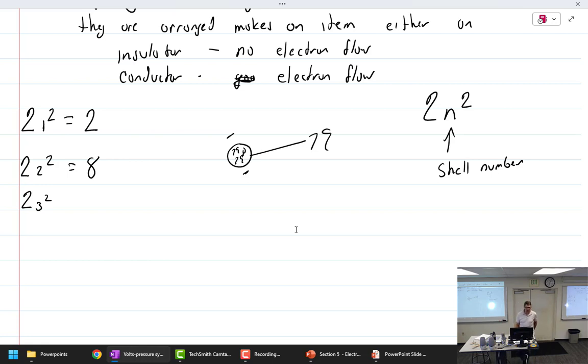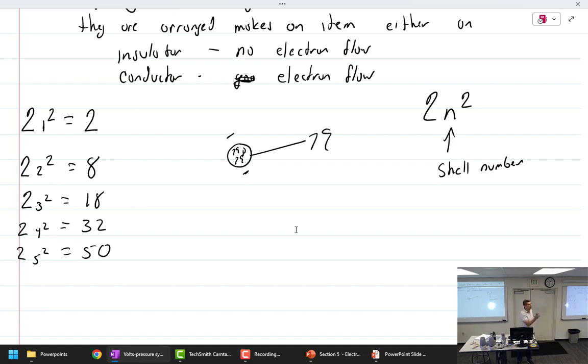So 3 squared is 9, times 2 is 18. Then 4 squared is 16, times 2 is 32. And then we'll do one more: the fifth shell, 5 squared is 25, times 2 is 50. All right. So the first shell can have how many, Max? 2. The next ones can have 8, 18, then 32, then 50.